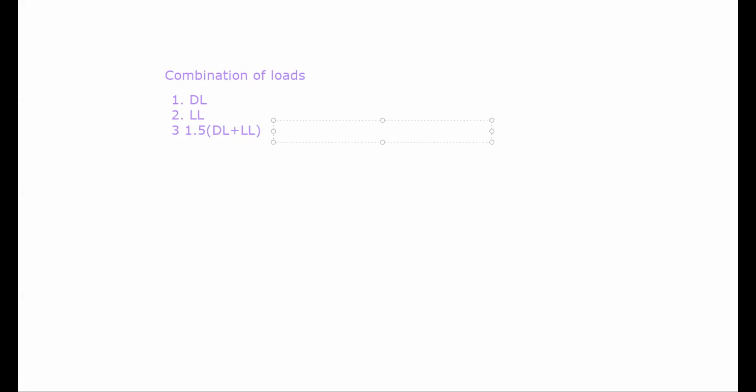1.5 is the factor of safety as per the code. This is also as per code only. As per IS 456, we have to take the factor of safety as 1.5 for dead load and live load. So this load combination should be given to our structure.